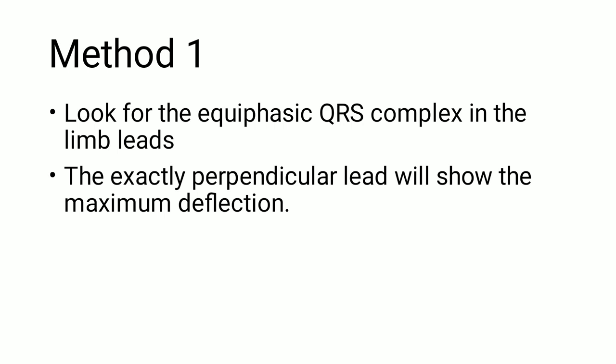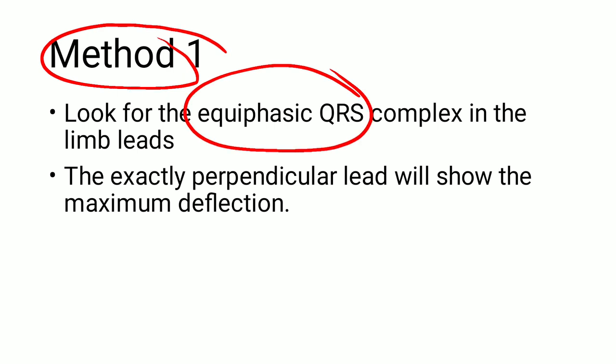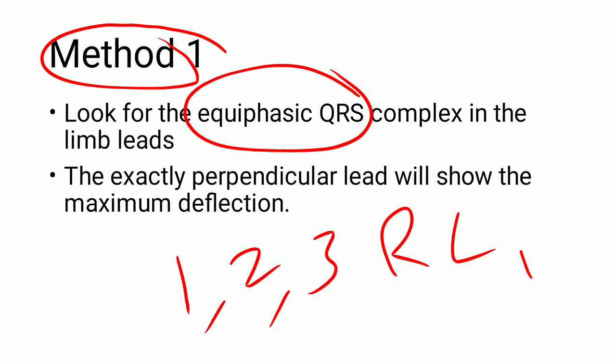So what are the methods to determine the axis? There are many methods. I'll tell you some 3 to 4 methods. You choose the easiest one. Method 1. You have to look for the equiphasic complex in the limb leads. Limb leads are 1, 2, 3, AVR, AVL and AVF.